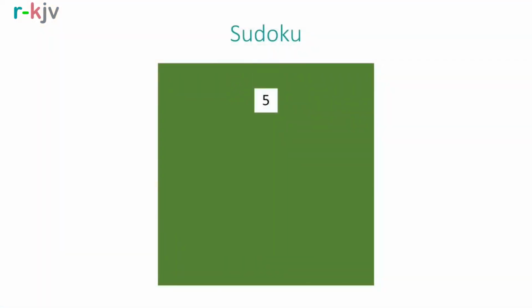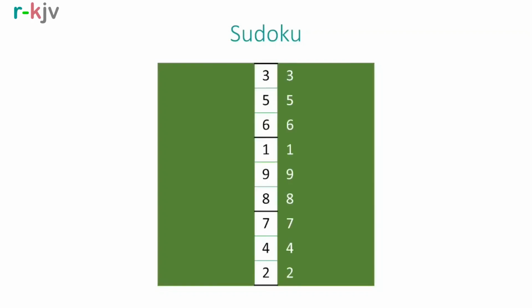We can do the same thing column-wise. It's 3, 35, 356, 3561, 35619, 356198, 3561 987, 3561 9874, 3561 98 742. Let's check. 3561 98 742.